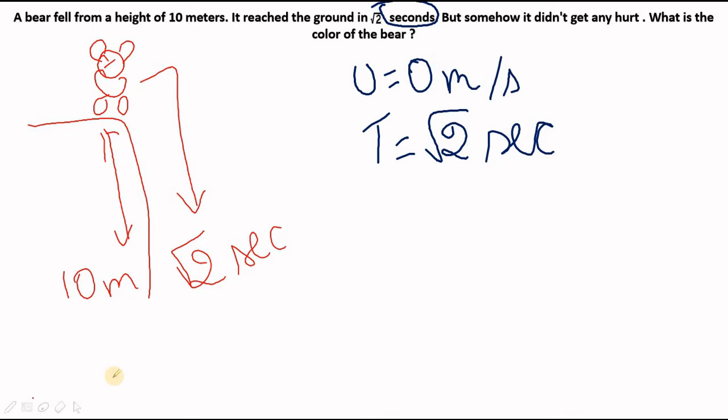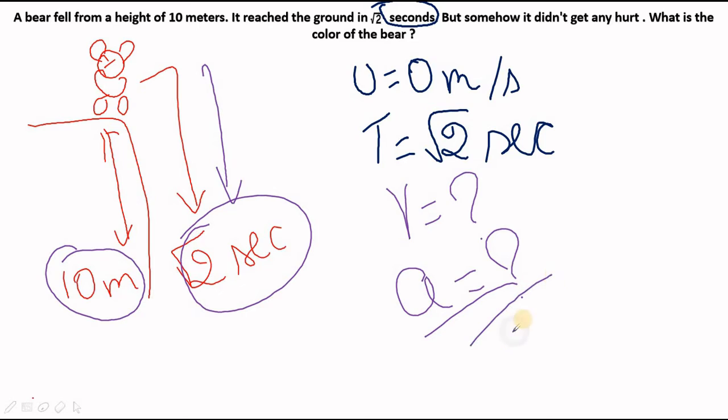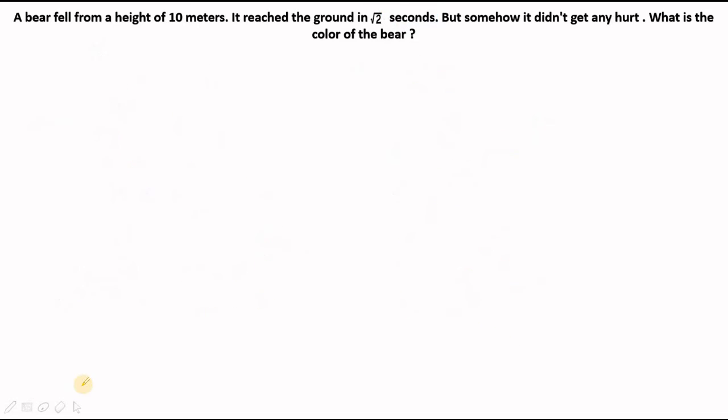So in this question, we don't care about velocity. There is nothing related to velocity here. We should find nothing but the acceleration. So at what acceleration did the bear fall down and reach the ground in root 2 seconds? And once again, the height of that hill was nothing but 10 meters. So we should find the acceleration to get the answer here.